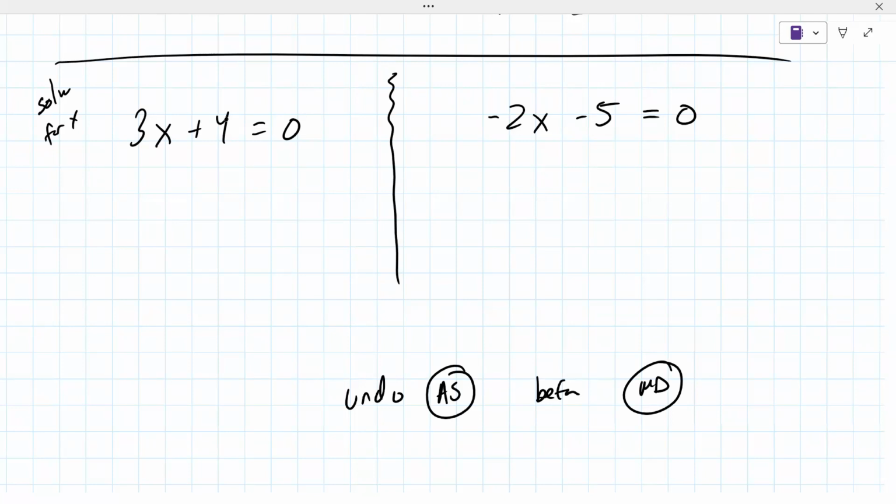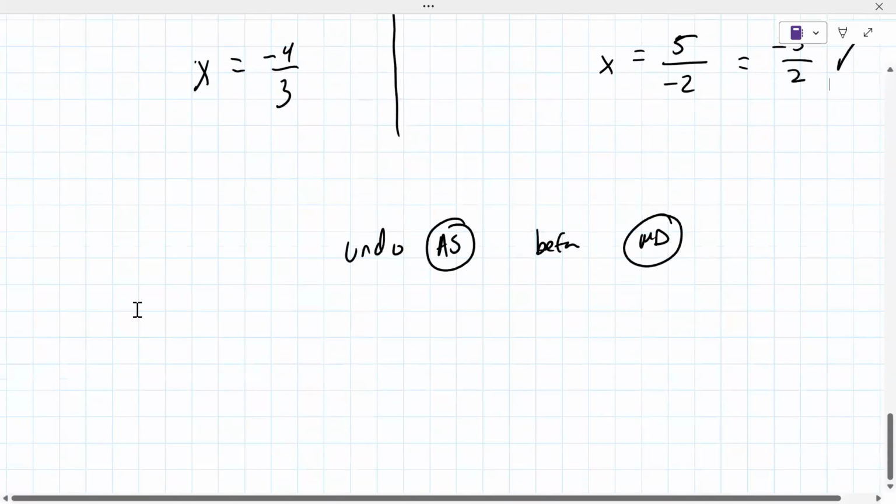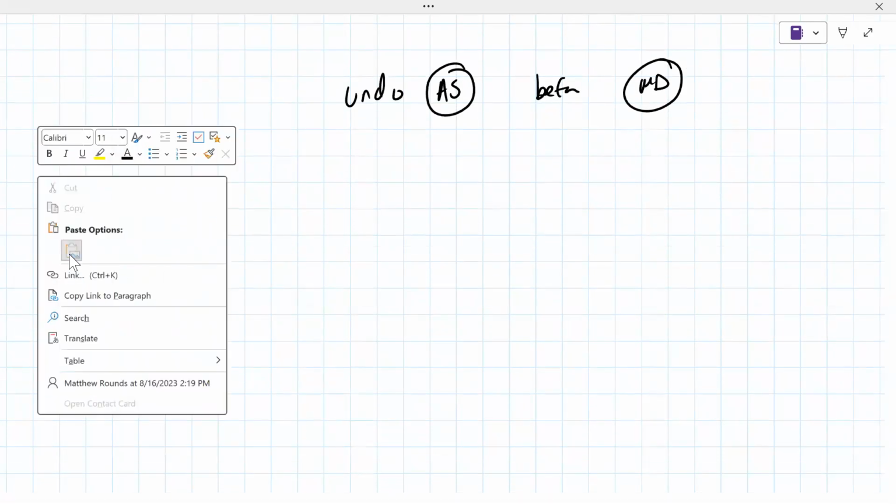So for the first one, x equals -4/3, and the second one is x equals 5/-2. In that case, you would bring the negative up, so it'd be -5/2. Okay. Good. Let's move on to the third problem, if that's okay with you. Yes.